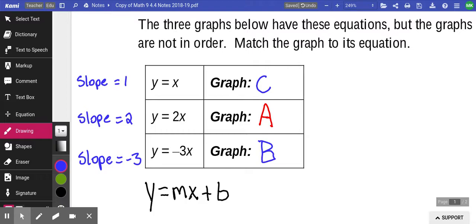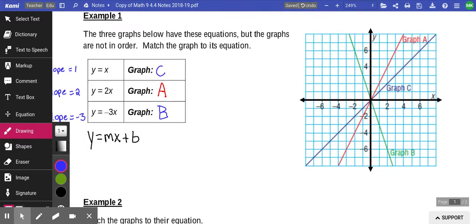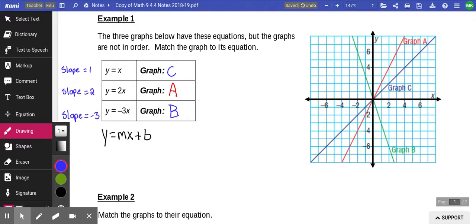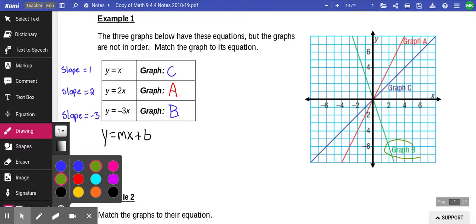It's the third one. So looking at this picture, the only line that's going down from left to right has to be that third one, because that's the only one with a negative slope. So just by looking at the pictures, I can be like, hey, this is the only one that's going down, so it must have a negative slope.